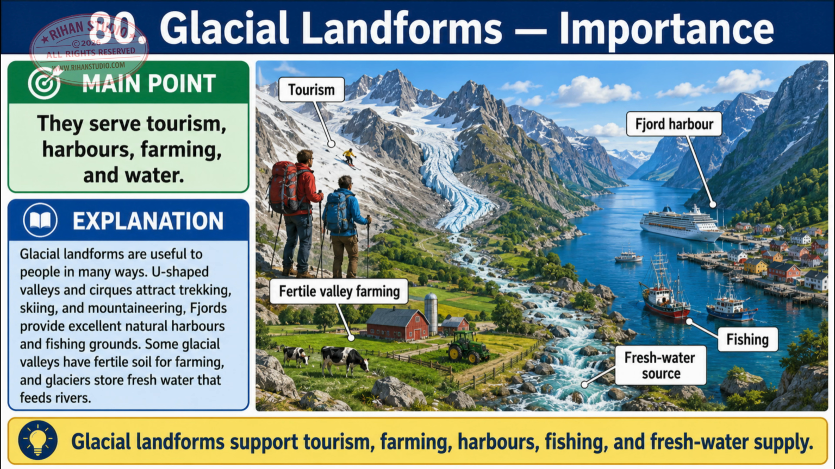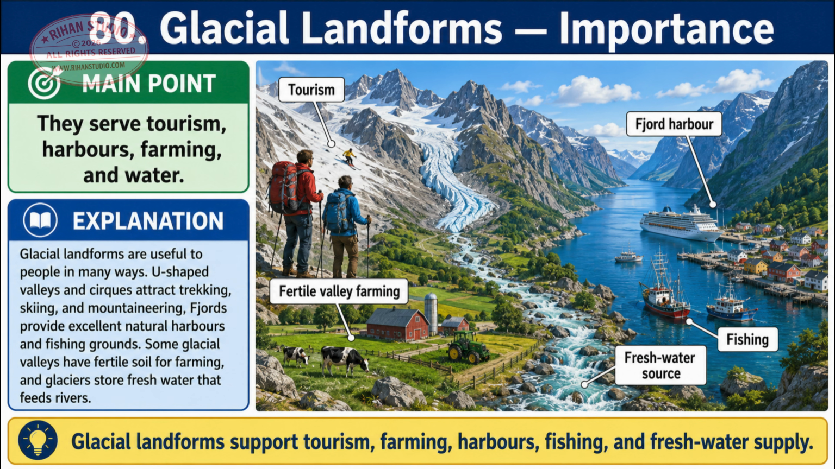Glacial landforms. Importance. They serve tourism, harbors, farming, and water. U-shaped valleys and cirques attract trekking and skiing. Fjords aid harbors and fishing. Glacial soil supports farming. Glaciers feed rivers with fresh water. Glacial landforms matter to humans in several ways.